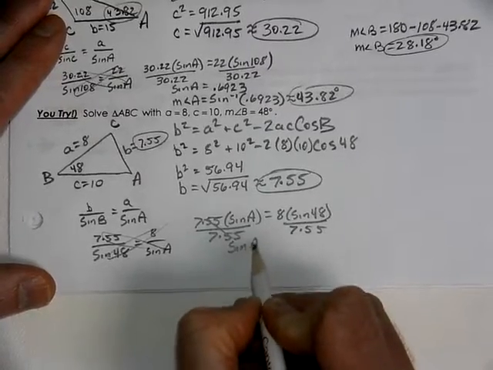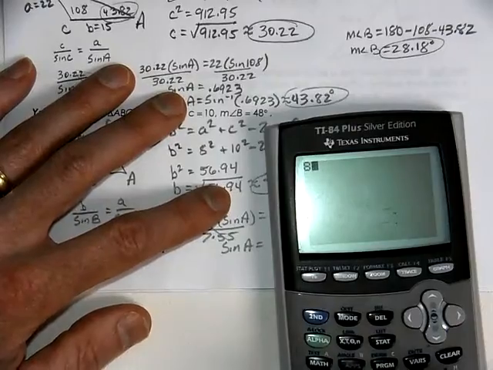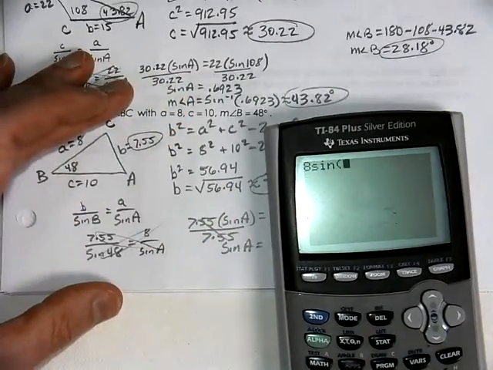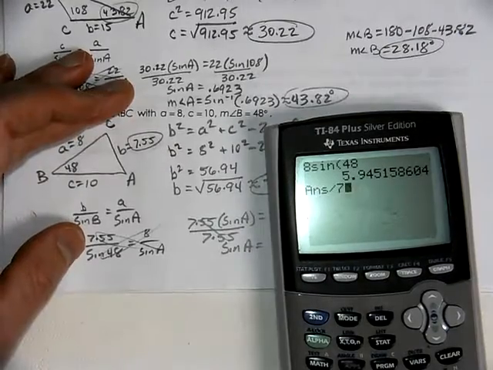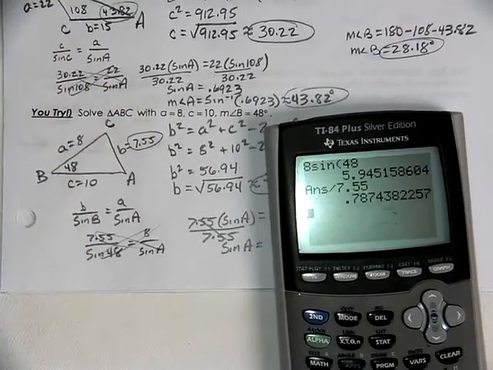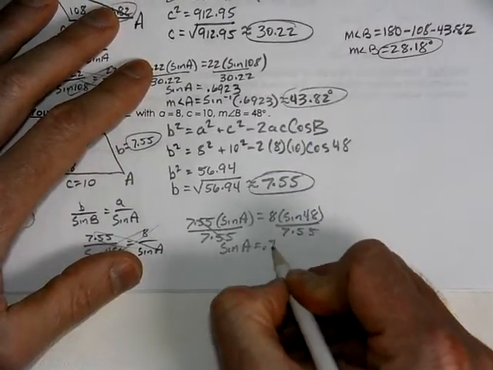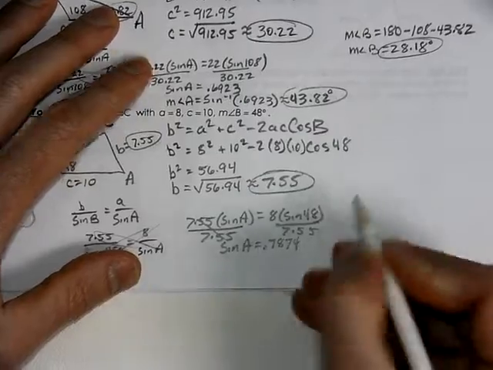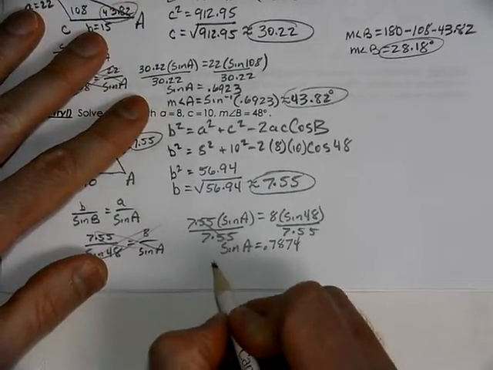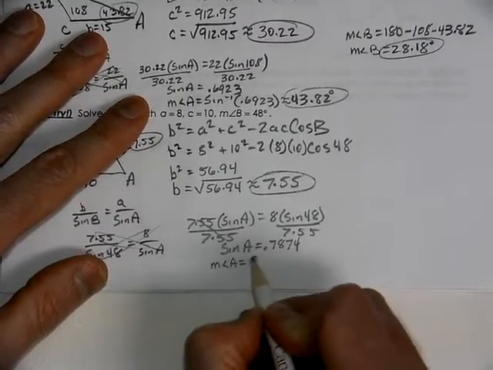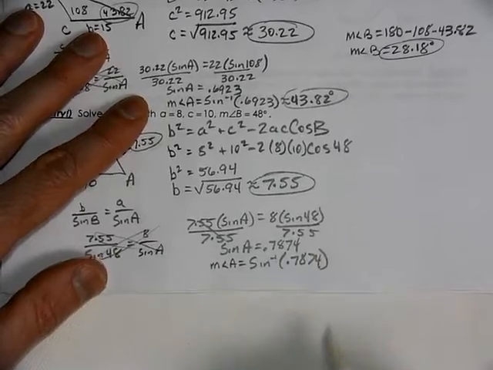So my sine of A is going to equal a decimal of 8 times the sine of 48. And we're dividing that by 7.55. We get 0.7874. Notice how the sine is less than 1. That's always going to happen. So to find the measurement of angle A, we need to do sine inverse of 0.7874.